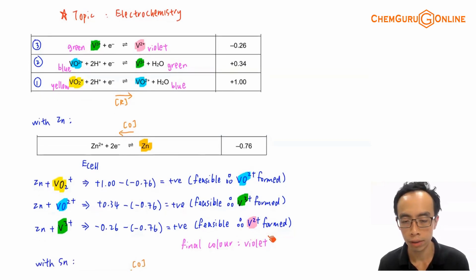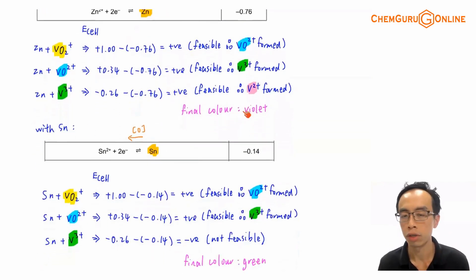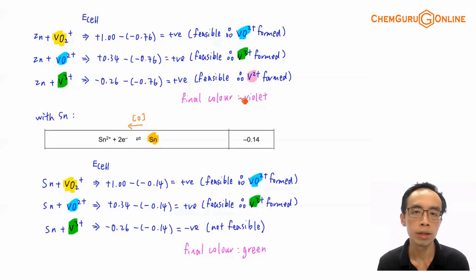So the final color involving zinc will be violet, because zinc is reducing enough to reduce your vanadium all the way from the yellow guy to the violet species. So vanadium can go all the way, since in all 3 stages the reaction is feasible. Now, how about tin? Tin, the idea is the same. You just keep on calculating until we end up with a negative E cell.